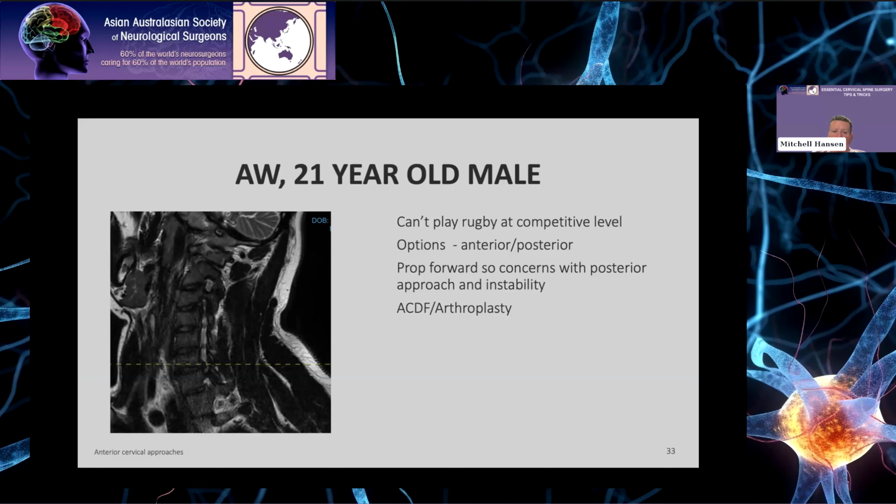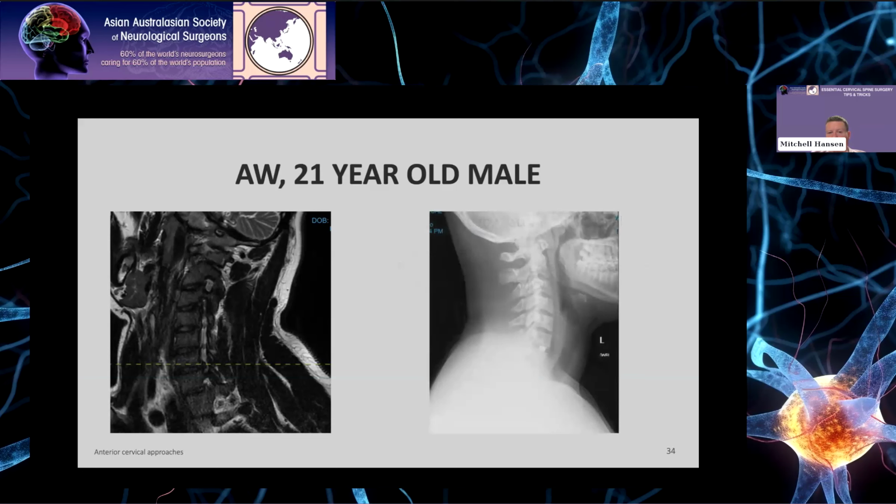And so the options here were either an ACDF or a cervical arthroplasty. I elected, as he's 21, to look at a cervical arthroplasty to address his function. I think the arthroplasty in a younger person, there is good evidence to show that it reduces the risk of adjacent segment disease, and having movement at this level, I think is useful in somebody of his age.